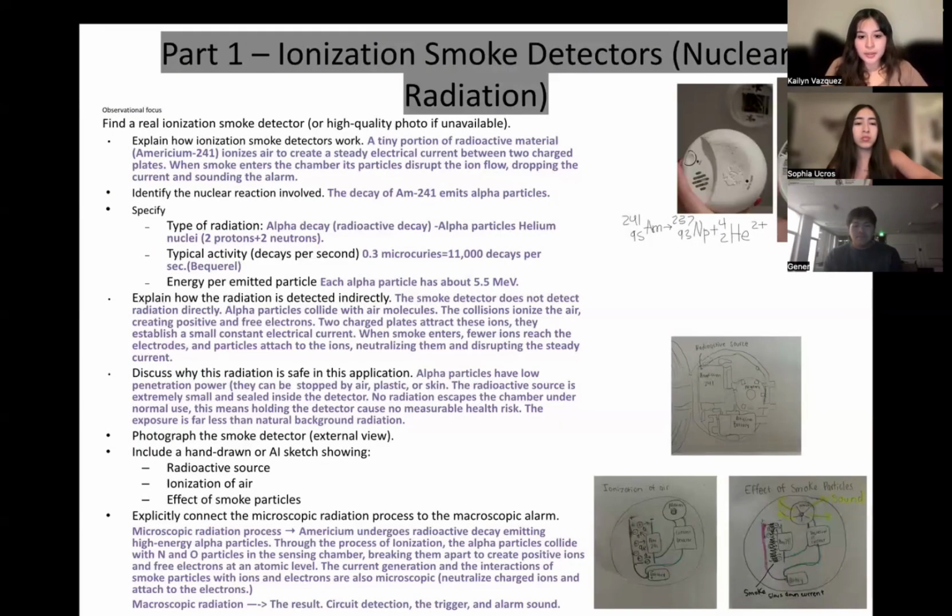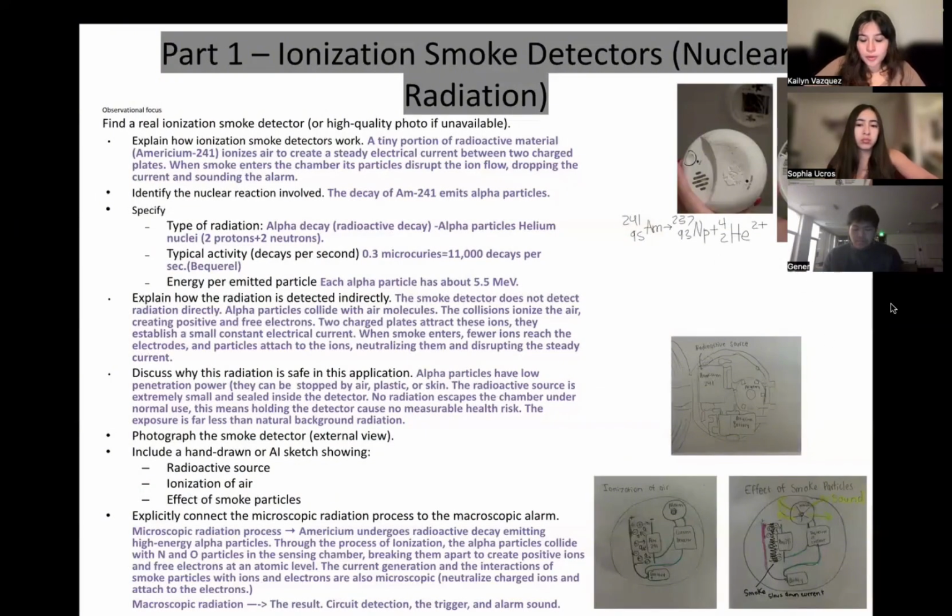The radiation is safe in this application because alpha particles have low penetration power and the radioactive source is extremely small and sealed inside of the detector. No radiation escapes the chamber because of the low penetration power, and under normal use, it can be held as a household appliance. Holding the detector has no measurable health risk, and the exposure is far less than natural background radiation.